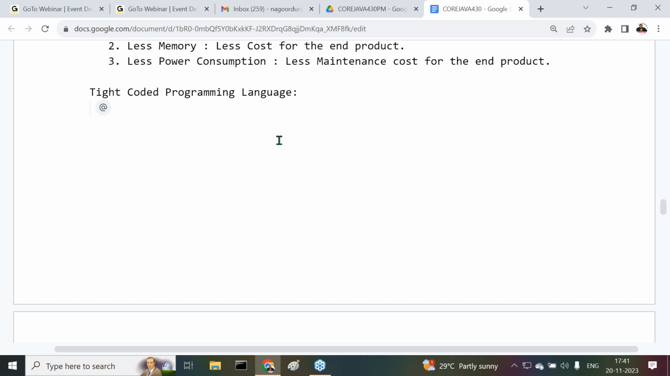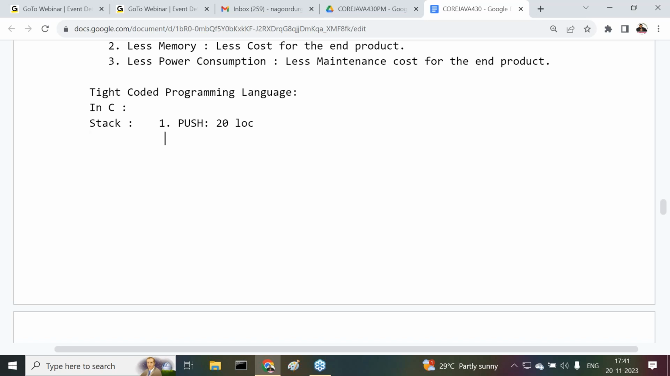Clear? Now observe carefully. In the C programming language, I want to perform stack operations. First one is push. To perform this push operation, how many lines of code do we have to write? On average, we can understand 20 lines of code.